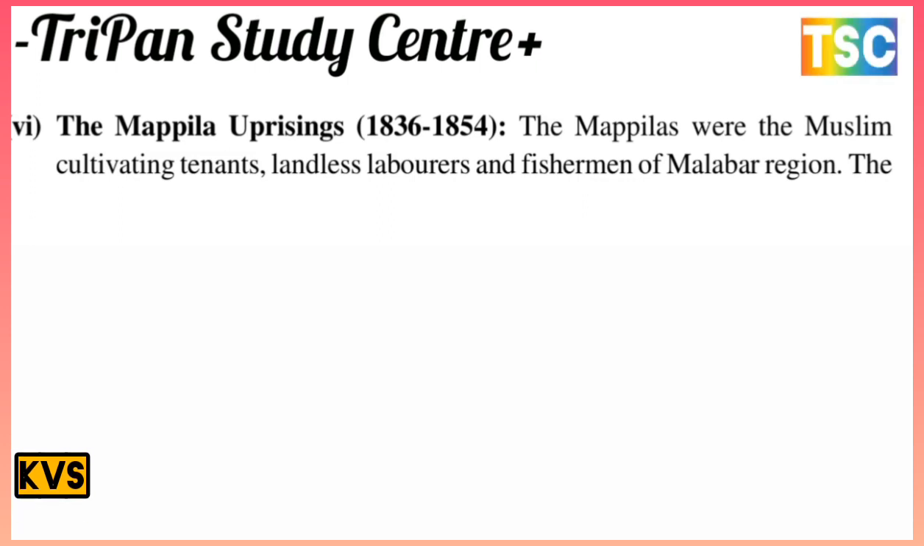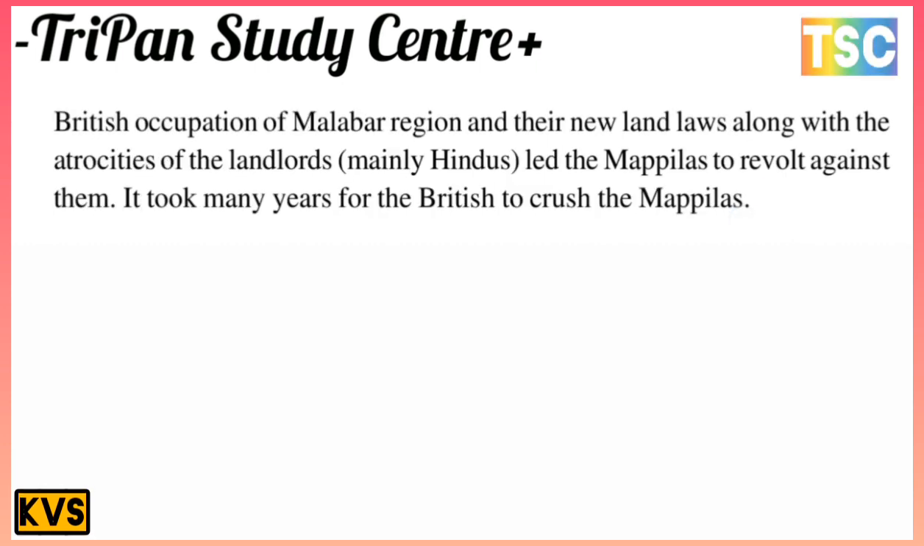The next topic is the Mappila uprising, from 1836 to 1854. The Mappilas were Muslim cultivating tenants, landless laborers and fishermen. The British occupation of the Malabar region and their new land laws, along with the evictions by landlords, mainly Hindus, led the Mappilas to revolt against them, and it took many years for the British to crush the Mappilas.